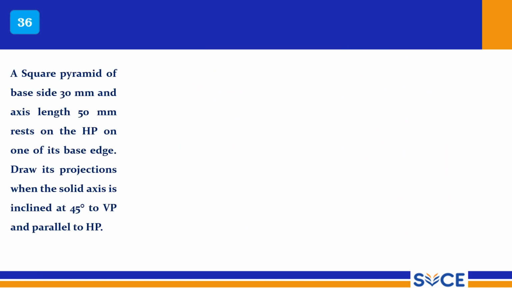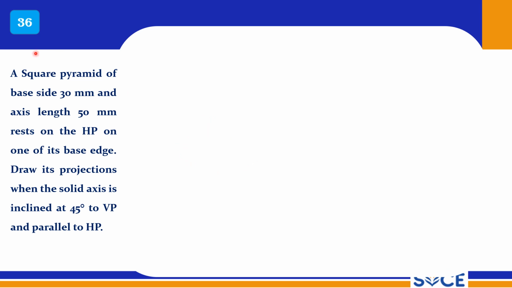Now 36th problem. A square pyramid of base side 30 mm and axis length 50 mm rests on HP on one of its base edges. It is resting on a base edge. Draw its projections when the solid axis is inclined at 45 degrees to VP and parallel to HP.